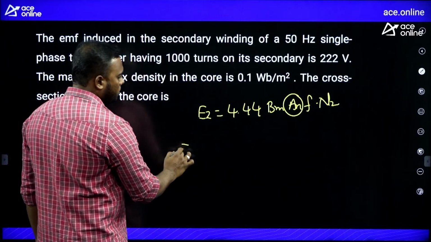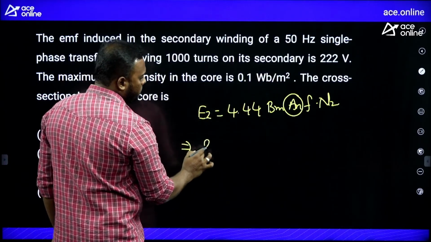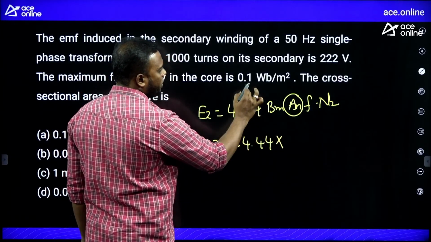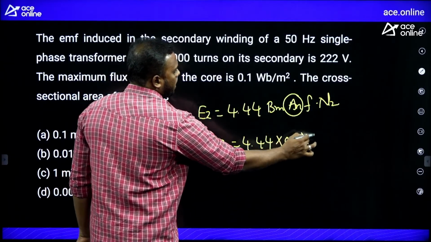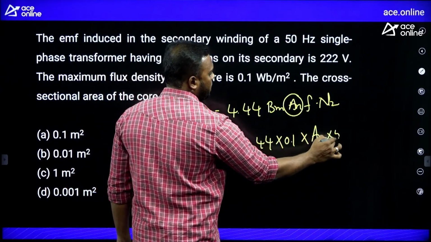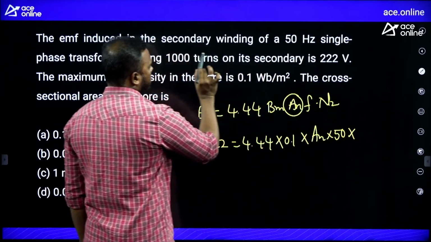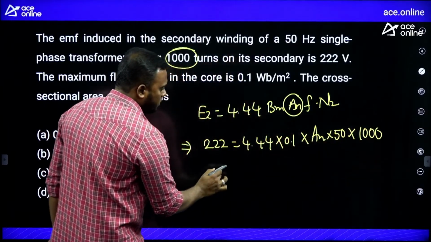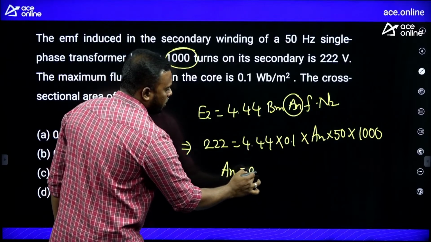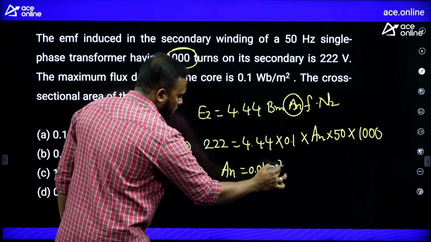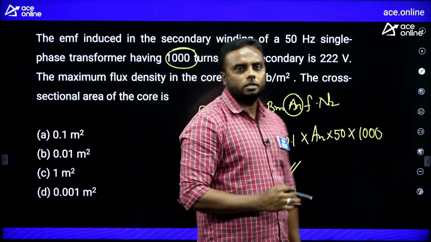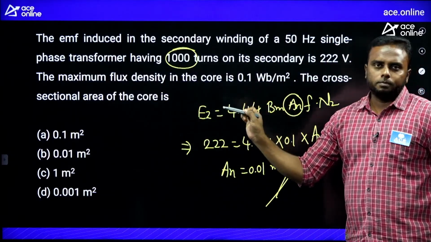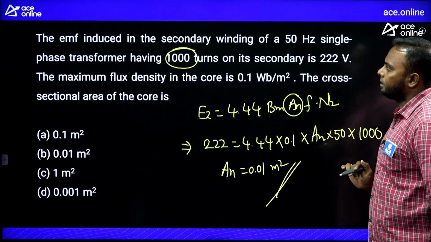If you substitute, we get EMF 222 equals 4.44, flux density given 0.1 Weber per meter square, a the only unknown, frequency 50, number of turns 1000 on the secondary side. Simplify this, we get the value of a as 0.01 meter square. Okay, check the calculation. Remember the EMF equation for the net cross sectional area. Okay, next.